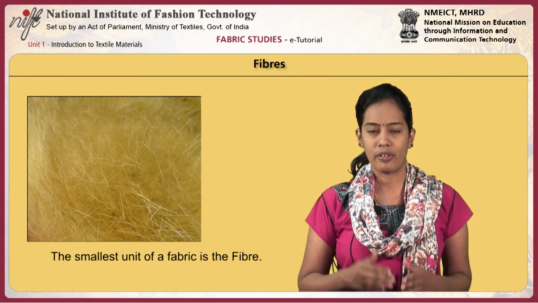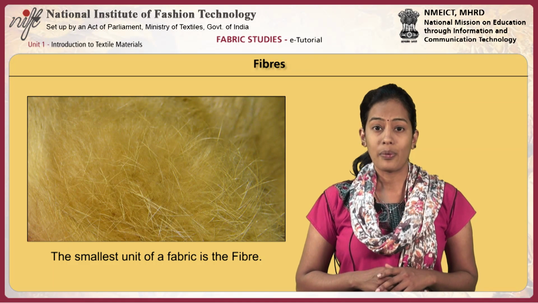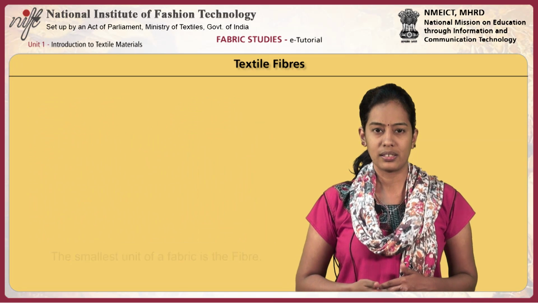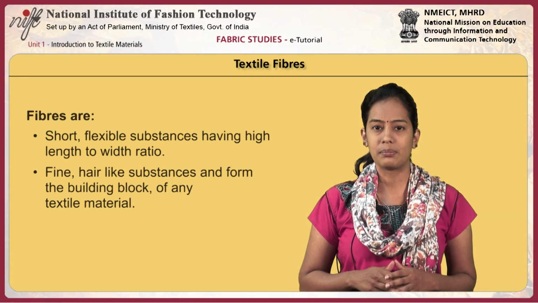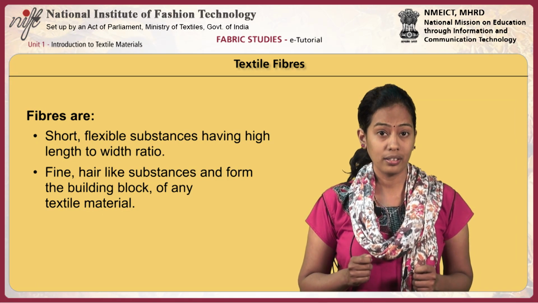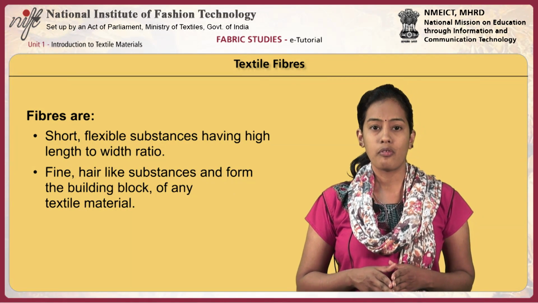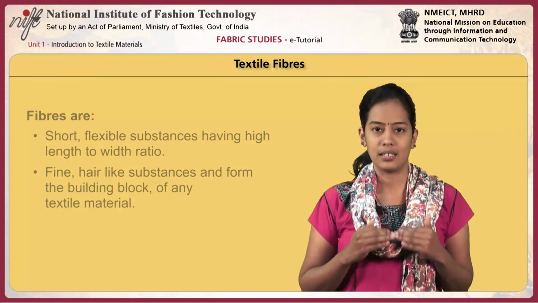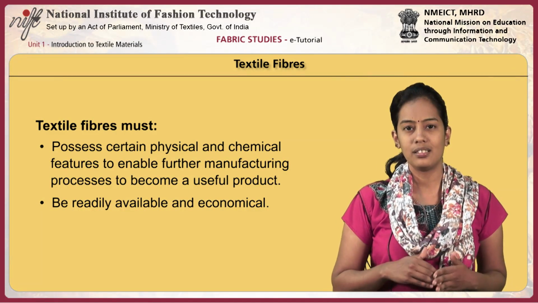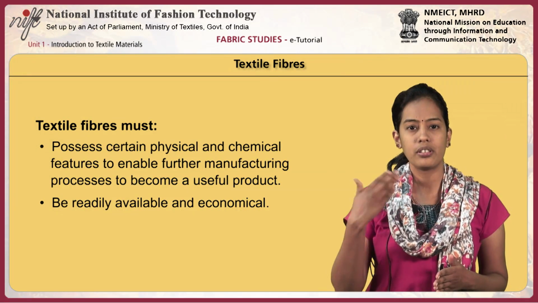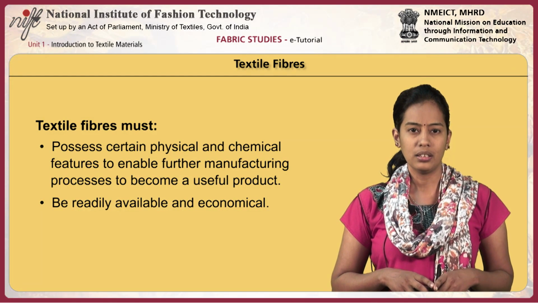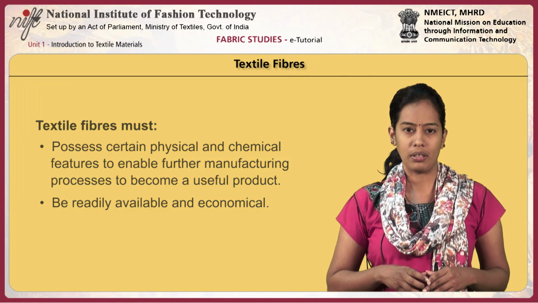The smallest unit of a fabric is a fiber. There are varieties of textile fibers derived from various natural and man-made sources. Fibers are short, flexible substances having high length to width ratio. They are fine, hair-like substances and form the building block of any textile material. Textile fibers must possess certain physical and chemical features to enable further manufacturing processes to become a useful product. They must be readily available and economical.